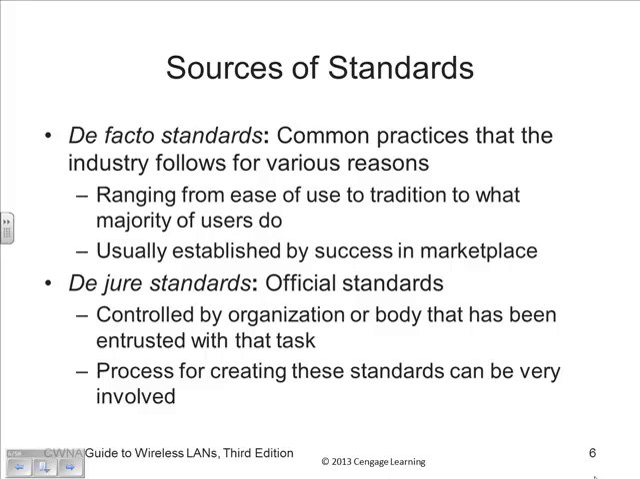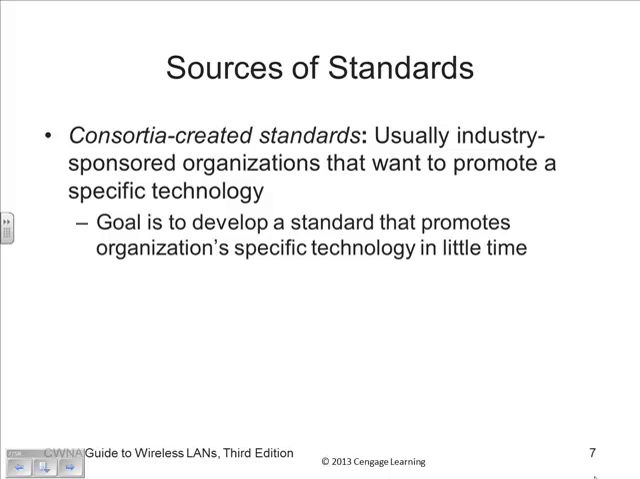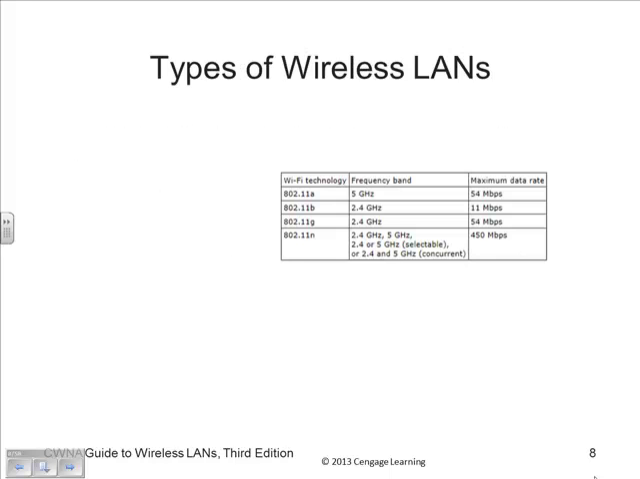De jure standards are official standards, and these are here because these are really great test questions, right? De facto standards and de jure standards. Official standards are controlled by organizations like the IEEE, those types of organizations that create those standards. And the process obviously can be very involved. Consortia-created standards are usually industry-sponsored standards, and they may just apply to a portion of the entire universe of those things, to develop a standard that promotes the organization's specific technology. So somebody is trying to get you to buy theirs. They have a standard, and all of their stuff is compatible with the standard.